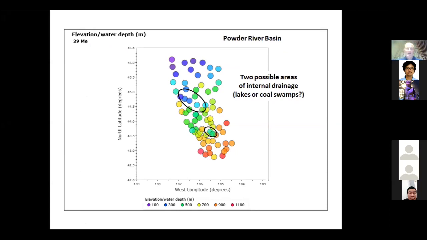But a benefit of doing this type of reconstruction is that you automatically are reconstructing, for a series of wells, a surface at different times, the land surface. So here I've chosen a particular interval 29 million years ago, and I've plotted about 70 or 80 wells in the study in dots that show the elevation above sea level. And what we see is that there are two areas that appear to possibly have been of internal drainage, either forming lakes or coal swamps, this one and this one. And so that could potentially be helpful in identifying different facies and particularly in looking for source rocks.